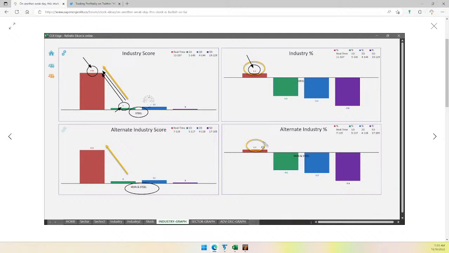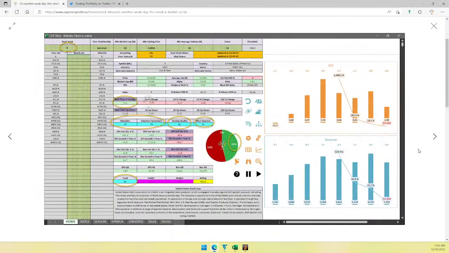The alternate industry, iron and steel, looked at from a different viewpoint, jumped in score as well, and that also did well. This jump in score showed acceleration. That was a very good reason to buy, and I found this stock, US Steel. At that time it was up by 5%. I shared it using live analysis, you can see, before 11 a.m.